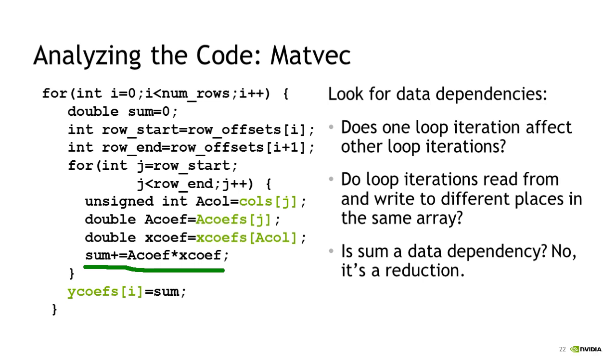If you're familiar with floating point math, the order of operations may change. That does mean that for floating point math, you may see a few of the least significant bits change, because we're not running in the same order that we do when we run it serially, but we will still get essentially the same answer. So this is a reduction, and reductions can be done in parallel. This is not going to prevent us from parallelizing our code.